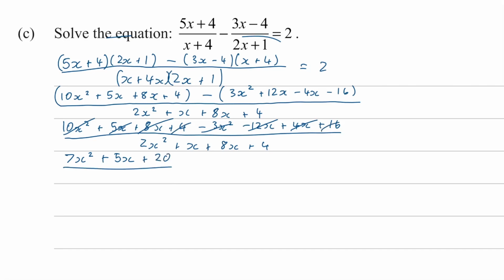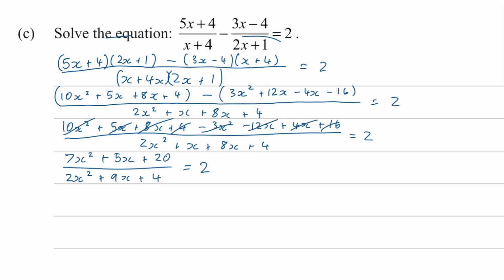All over 2x squared plus 9x plus 4. Now I just realized I forgot the equals 2. I left it all the way up the top there, but we can just fill that in because we're still trying to solve this equation, right? It's not an expression that we're simplifying. It's an equation we're solving.